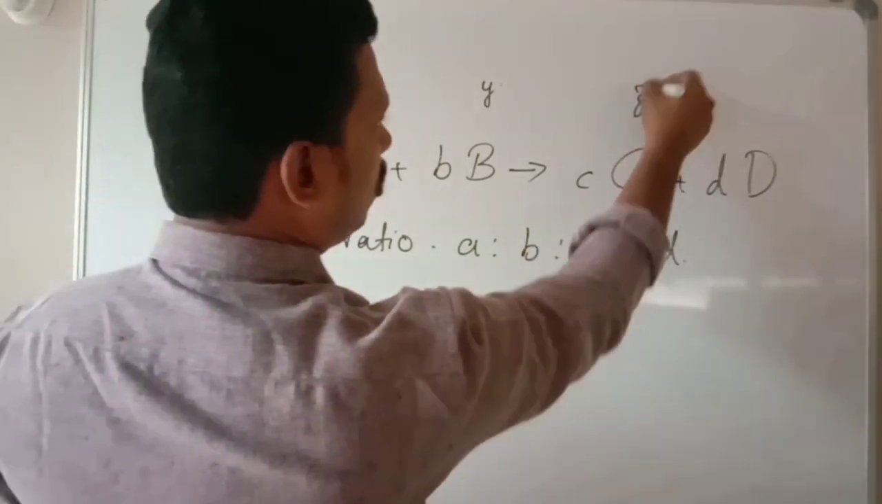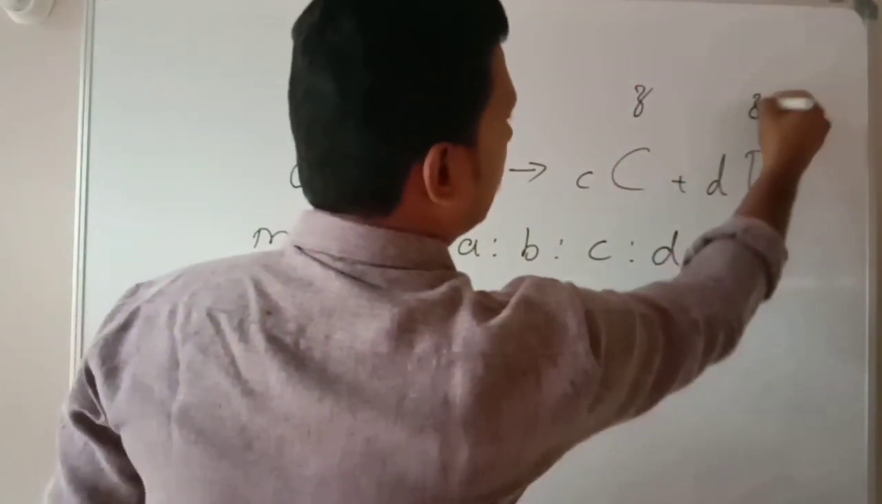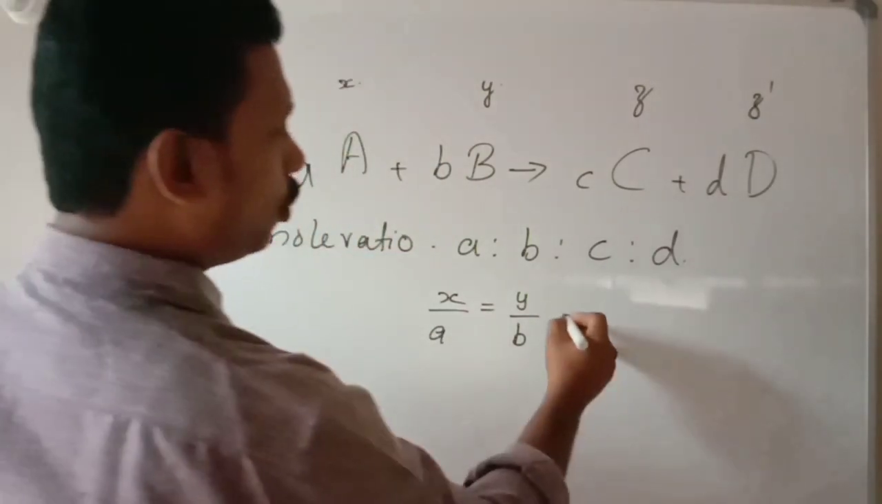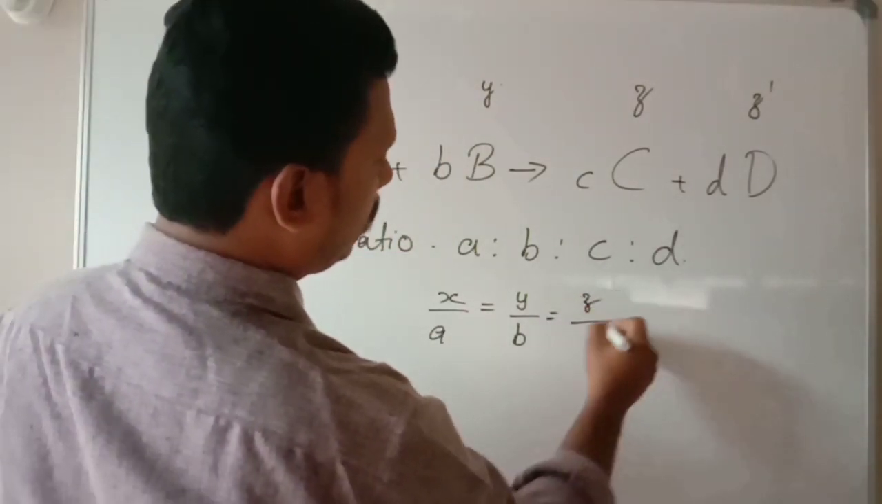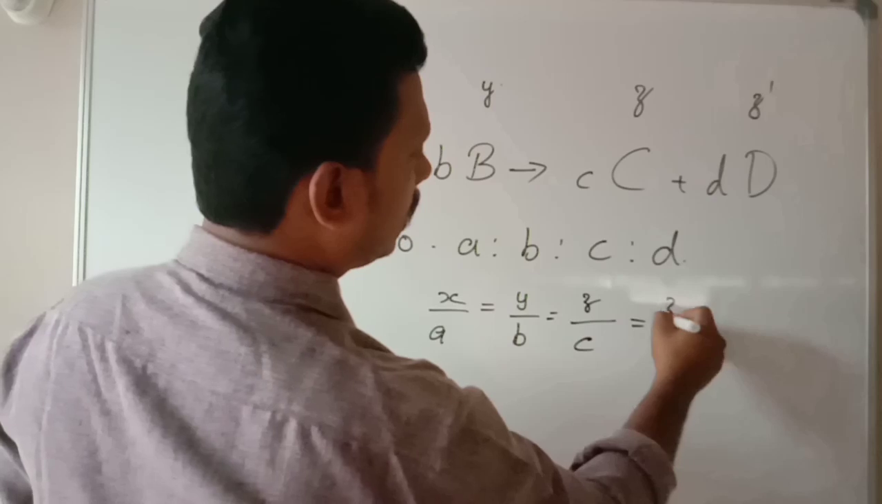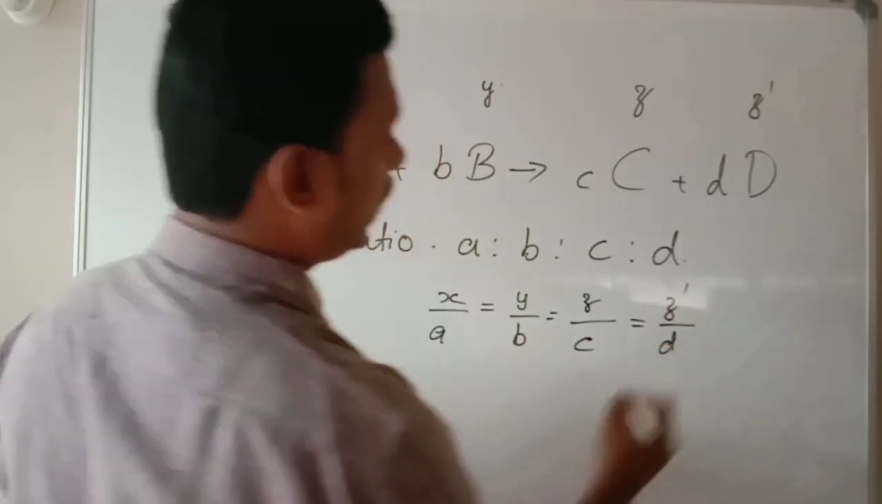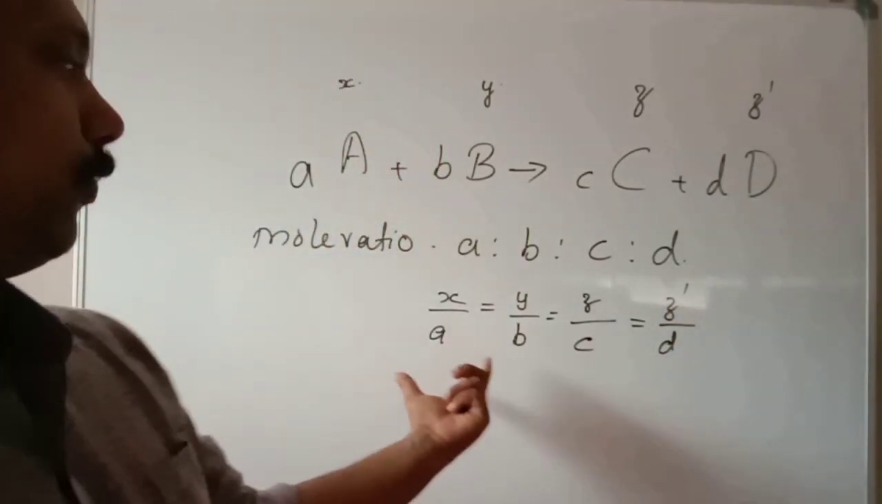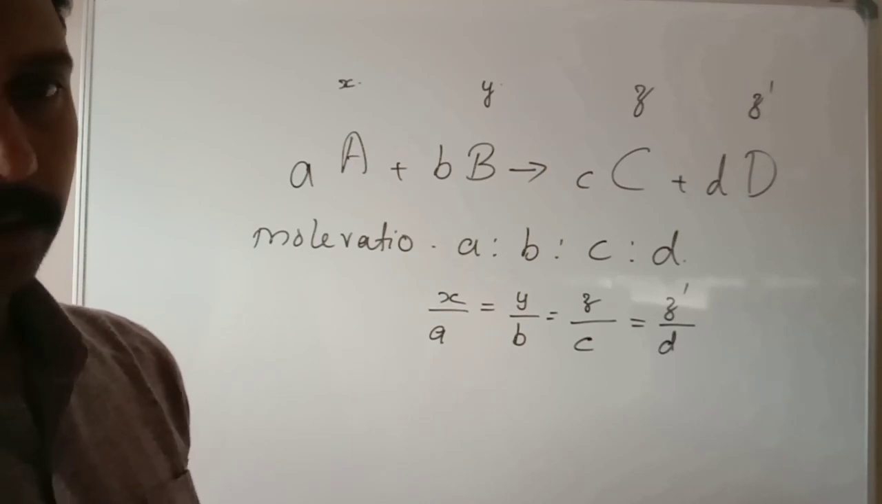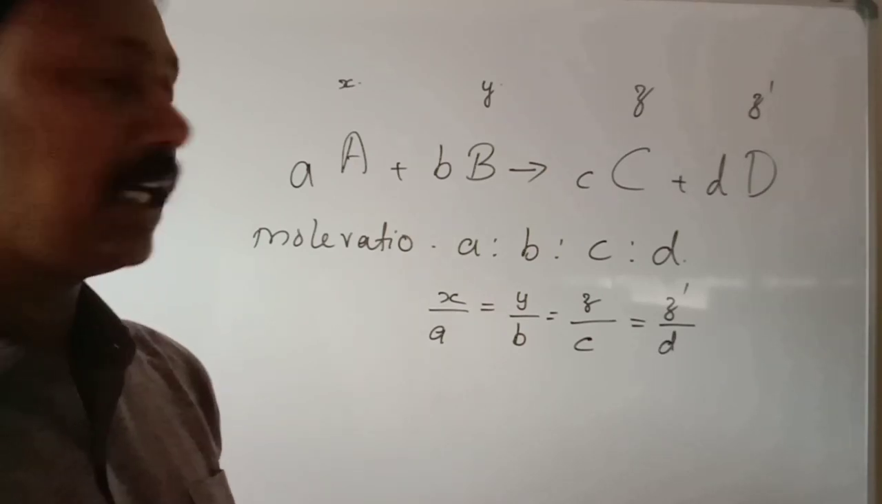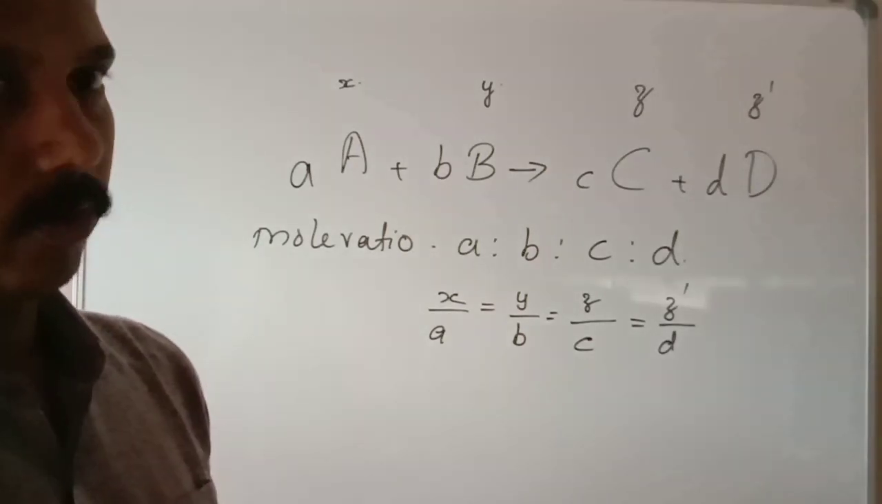Similarly, if they react to give Z moles of C and Z dash moles of D, you can calculate it by the equation, taking Z by c and Z dash by d. So if you know any two of these, you can calculate the other. That is how these calculations are done using mole values.